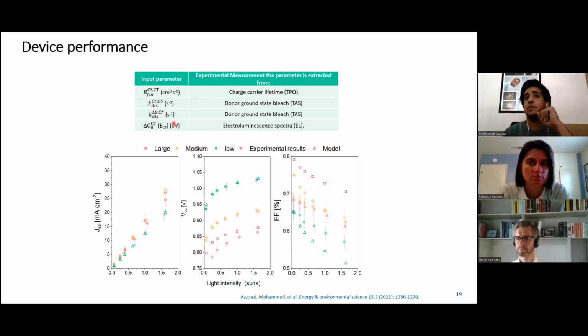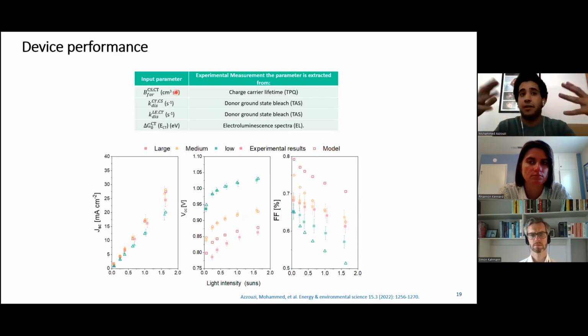And when we use these parameters to simulate the devices, we see that there is a good correlation between the experiment and the model, i.e. the JSC is slightly lower for the low offset system. The VOC is significantly higher in the low offset, but the fill factor is much lower than the others. So this way, just by fitting other experimental results, we manage to reproduce the device performance overall.